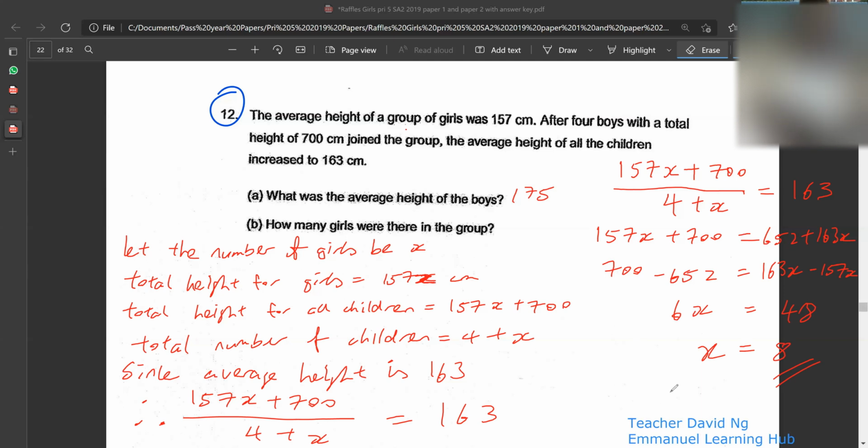Which method do you prefer? There are two methods mainly. Both of them also can. Good. No preference. But I strongly encourage using algebra. The earlier you learn how to use algebra, the better it is for you. And in PSLE, an algebra answer is accepted, provided you write it correctly, provided you use it correctly.